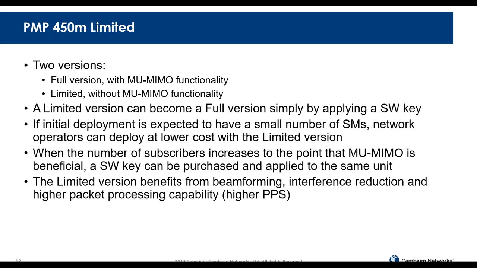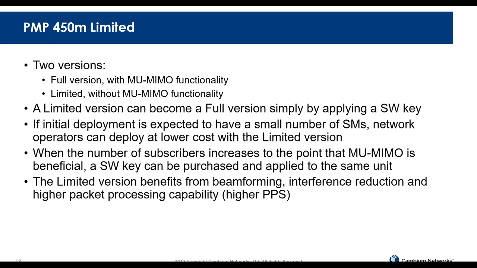But as you add more and more subscribers in the sector, or the subscribers become more active over time, now the access point needs to be able to handle higher traffic. At this point is when the MU MIMO functionality becomes beneficial, and you can unlock this functionality by applying the software key to the limited version to make this a full version.